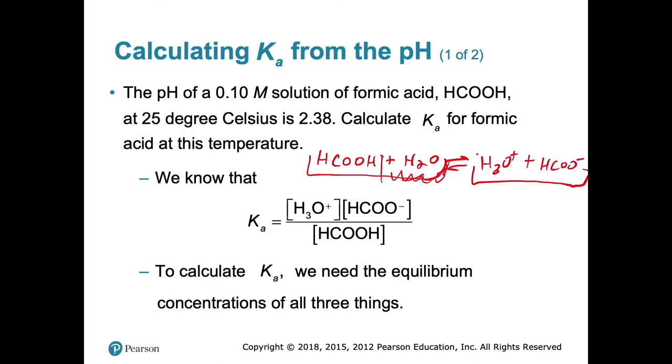Now that you have that, you can fill out the Ka expression: the concentration of H3O plus times the concentration of HCOO minus, divided by the unionized acid, which is the formic acid. So to calculate the Ka, we need the equilibrium concentrations for all three things.